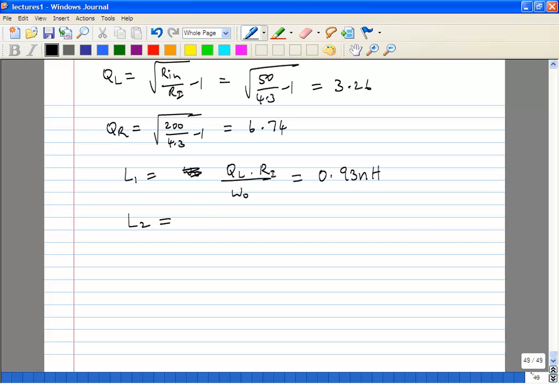Similarly, L2 is QR times Ri over omega naught, right? Because each one of those resistances, Ri is for the left side network, Ri is in series with L1, and for the right side network, Ri is in series with L2, right? You see that?